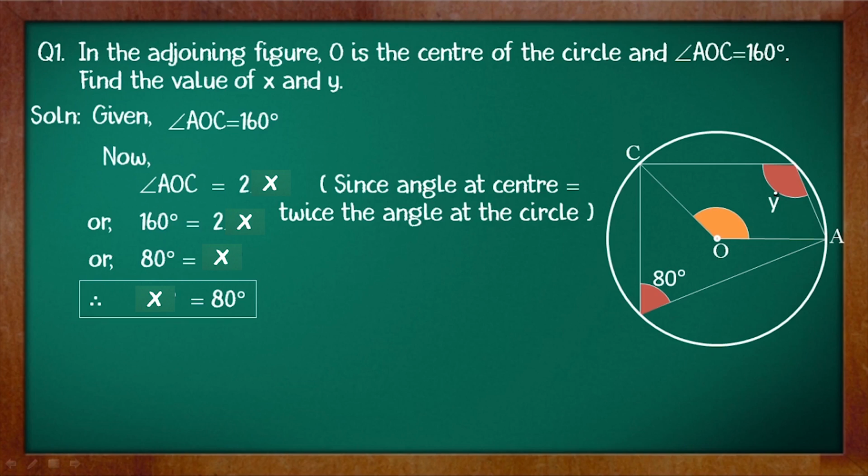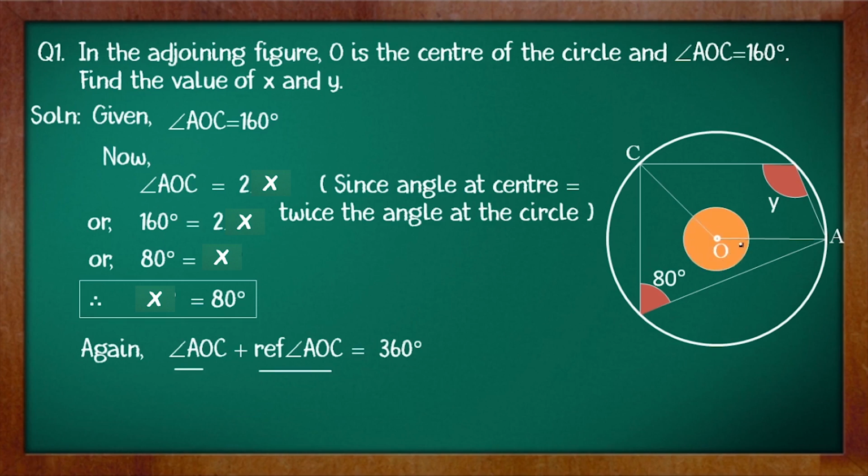Now to find the value of y, we need to know the angle onto this side, because this is on the remaining part, meaning this should be the arc on which the angle at the center is drawn. So this is the angle that we should take to find the value of y. To find the value of this, we will take the help of angle AOC. We know that angle AOC, that is this angle here, plus reflex angle AOC, that is the angle onto this side, when we add, will give us a complete angle, and the value of a complete angle is 360 degrees.